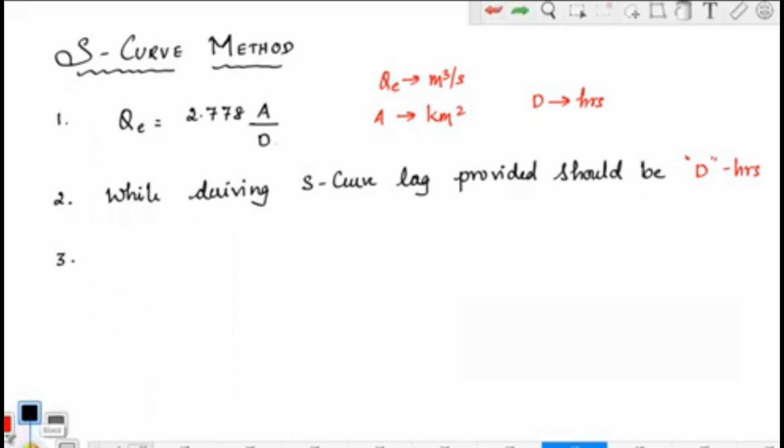Next thing, the SB curve. So you write the SA and SB curves. The SA curve should always start from 0.